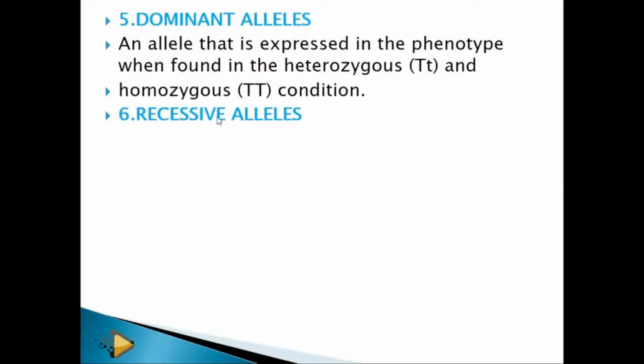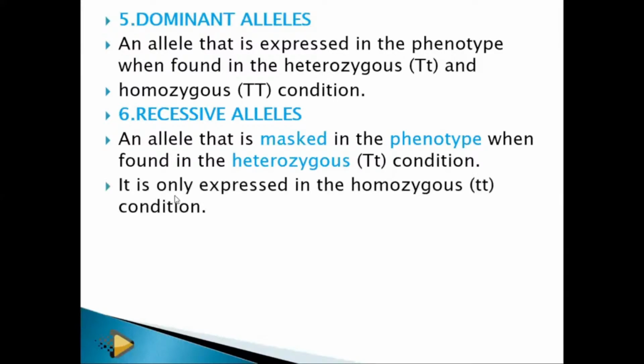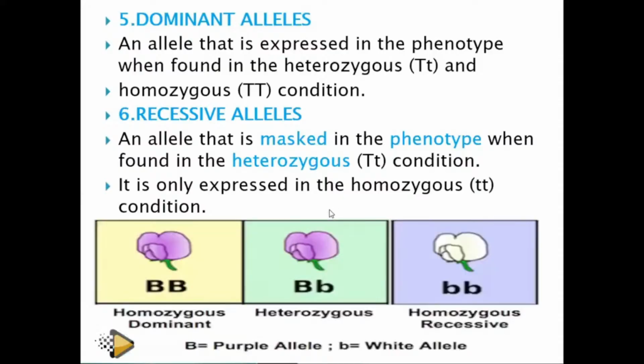Then what you call the recessive allele. This one can only express itself in the absence of a dominant allele. So if the dominant one is absent, then automatically this small t will also express itself. So we are saying it is an allele that is masked in the phenotype when found in a heterozygous state. It can only show itself in a homozygous condition or homozygous state.